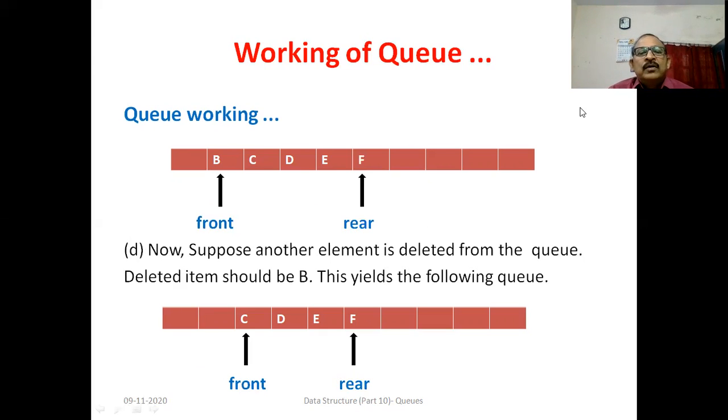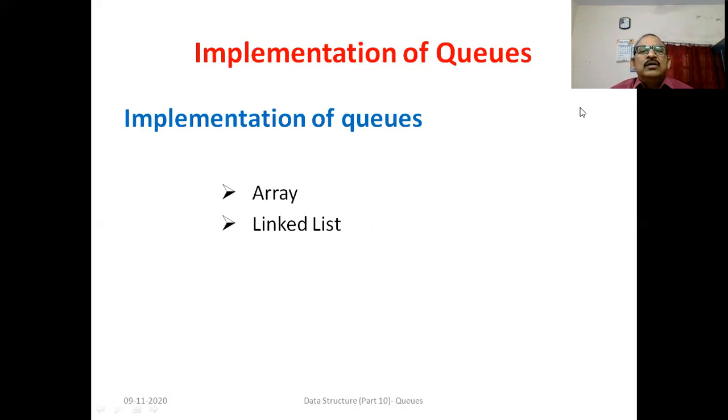Now suppose another element is deleted. As we know, the deletion operation is performed at the front end. Here in the picture, you can see the front is pointing to B. The deleted item should be B, and after the deletion, we increment the pointer front by 1. Now you can see in the picture, front is pointing to element C. This is the overall working of the queue.